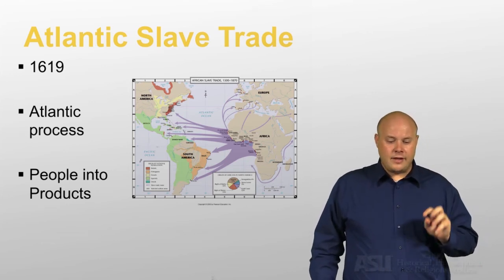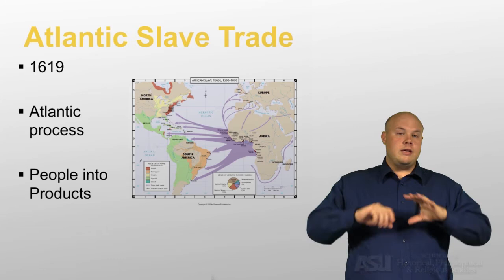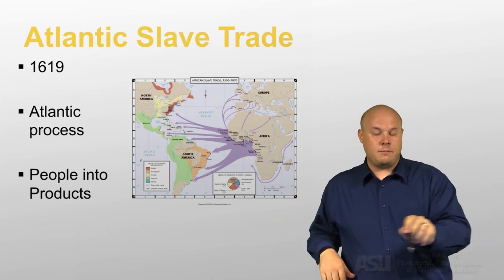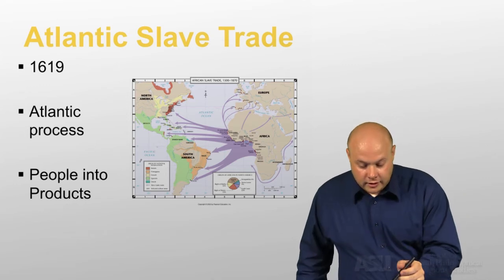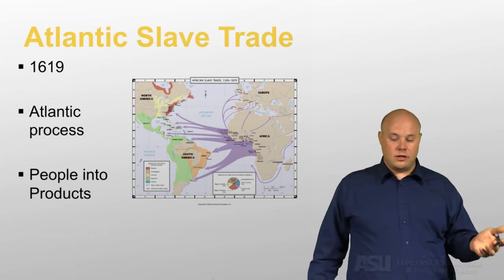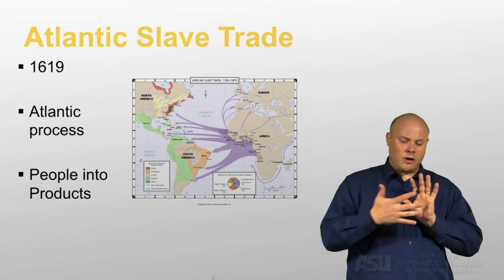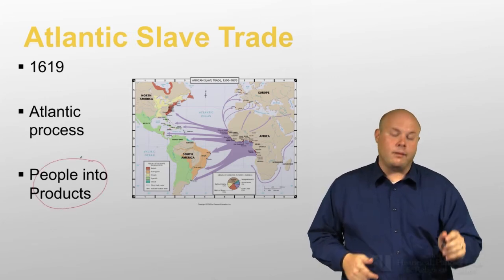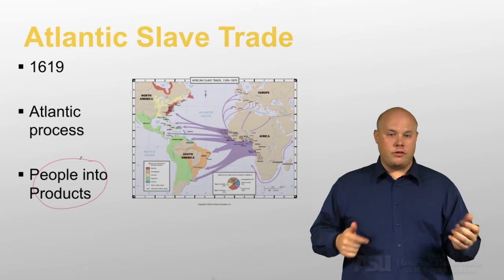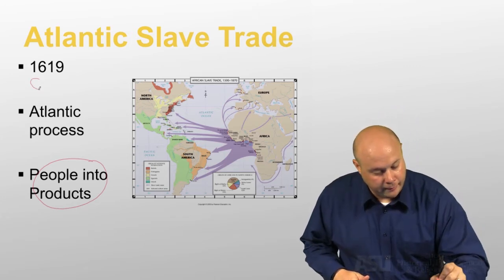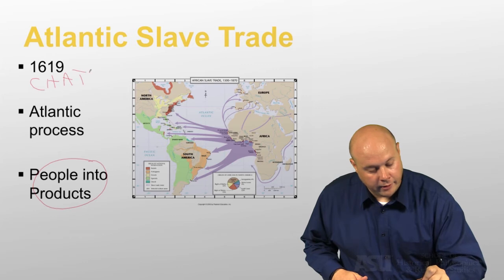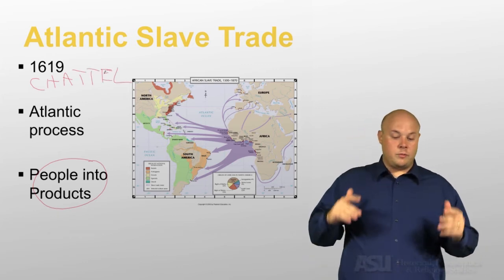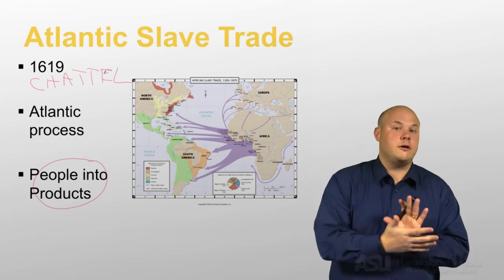Also, the Atlantic slave trade is arguably the most Atlantic process that is occurring during this time. Certainly we have all kinds of people coming over, but again, look at these massive streams that are coming over to the Americas. And the core behind the Atlantic slave trade is this idea of turning people into products. This is what we call the chattel principle. I'll write it here. Forgive my handwriting. That's an E. Chattel, which means that these people are considered property.